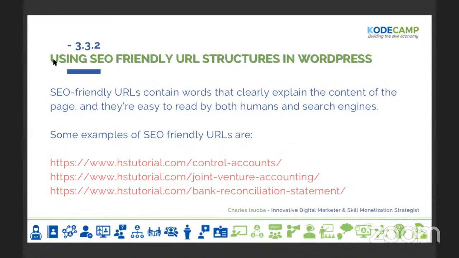Now, using an SEO-friendly URL structure in WordPress is very, very key. Take a look at what we have here. In fact, as you can see here, an SEO-friendly URL must contain a clear description of the content you want your audience to read. That is the reason why most people don't click on short links.